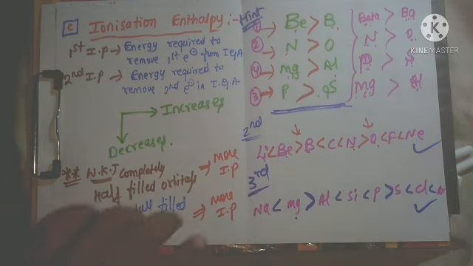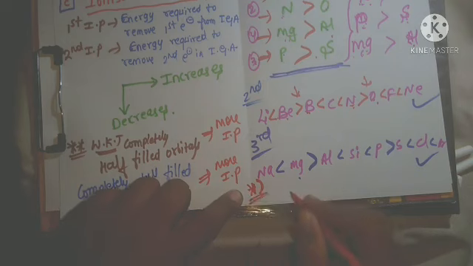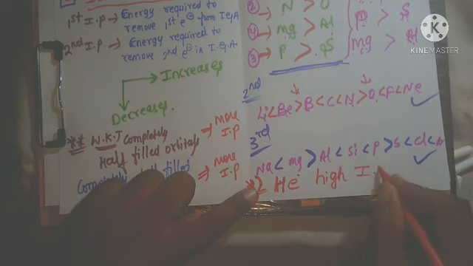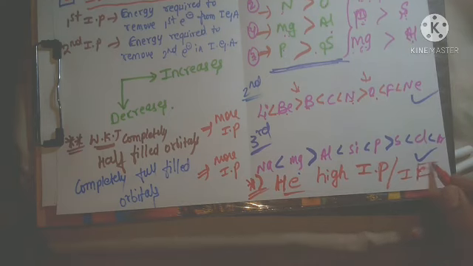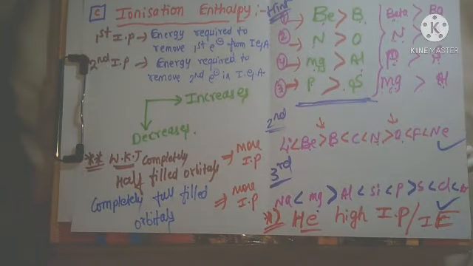Clear? Now another very important point is here. In the periodic table, which element has the very high ionization potential? Your answer should be helium. Helium has very high ionization potential or ionization enthalpy. This completes your ionization enthalpy. Next we will go for the next one, electronegativity.